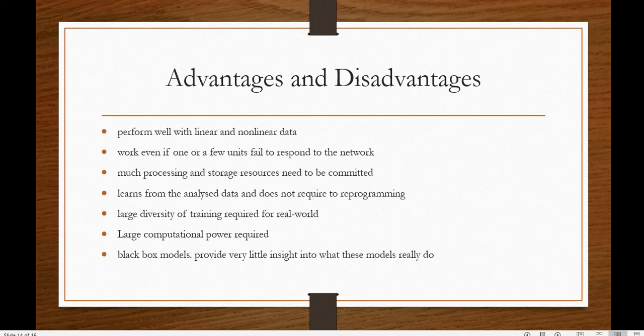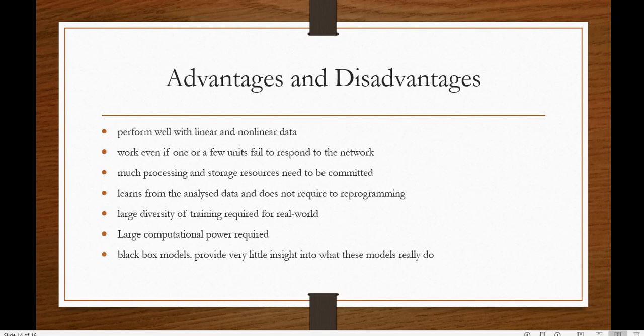It also works even if one or a few units fail to respond to the network. It is actually a complex network of nodes or neurons, where a numerous number of neurons work to generate the outcome. If one or a few units fail, say one layer, part of one layer, or some of the neurons are not working, the network can still work. So it does not have 100% dependence on the nodes. As it is huge, if most of it is working, we can continue our work. So of course these two are advantages.